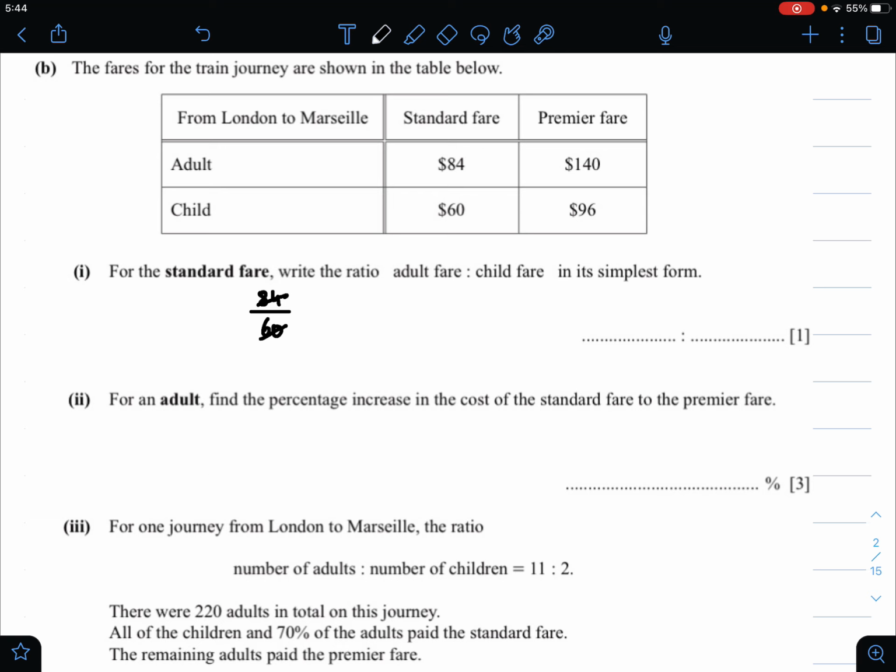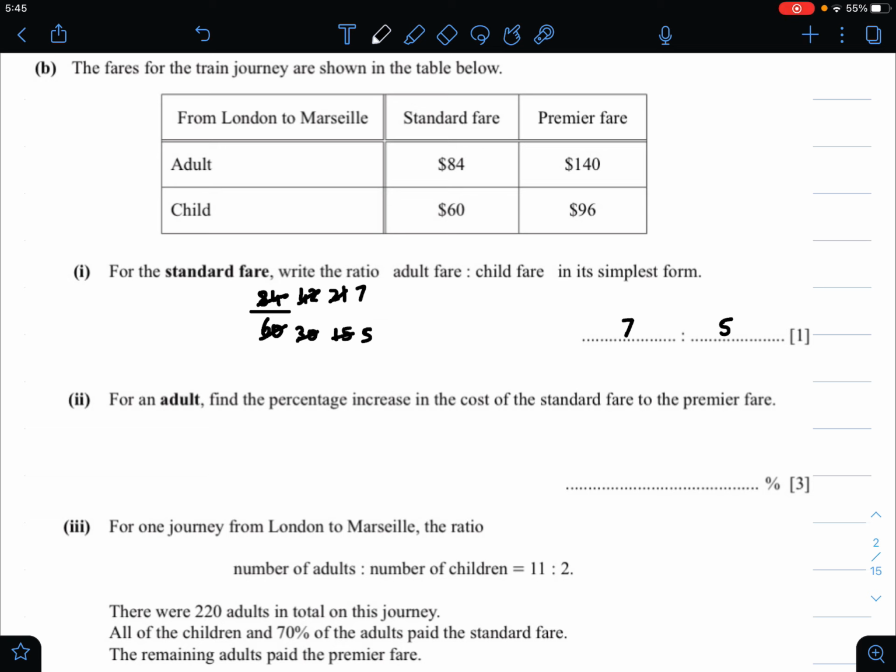If you divide both of them by 2, you will get 42 and 30. Once again, if you divide the numerator and denominator by 2, you'll get 21 by 15. Now if you divide both the numerator and denominator by 3, you will get 7 by 5. And therefore your final answer will be 7:5. That will be our final answer for part B1. Now let's move to part B2.